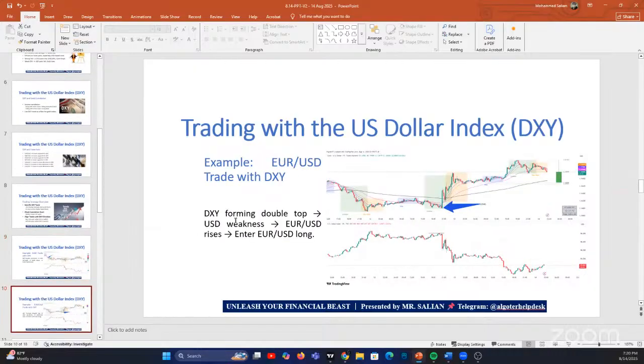Okay, for another example, DXY is forming a double top. So just like this in the chart, there's a double bottom. It means there's really a resistance there, which means the US dollar is weakening. So Euro USD rises. As for this example, you will enter a long position once you see such price action. So you enter there and just look at the Euro USD go up. Easy, right? Very easy. That's all the strategy you need from here. Okay, so let's move on.